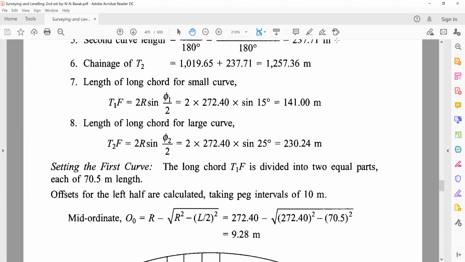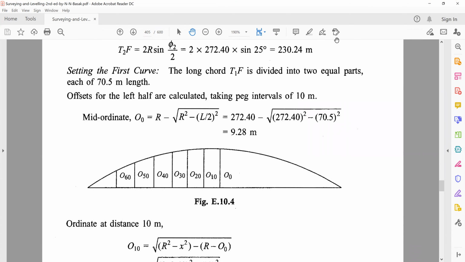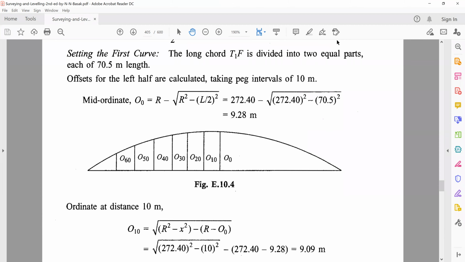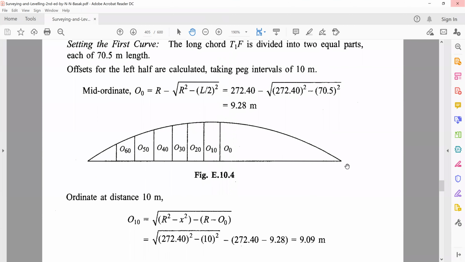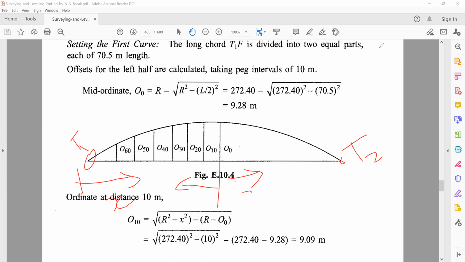After that, we have how to lay out the curve in the field. In this example, they have done this using the ordinate method. This point over here is the point T1, and this point is the point T2, the starting point and the ending point of the curve. Then, by using the relations of the ordinate, using the radius, the mid-ordinate, and the distances from the starting point, which is given in terms of x, we can calculate the ordinates. Sometimes the x is also taken from the center as well, so it depends which method we're using. But remember that we are laying out the curves in the field using a theodolite.